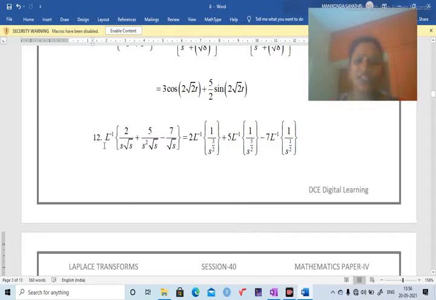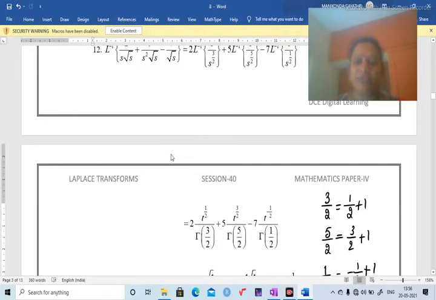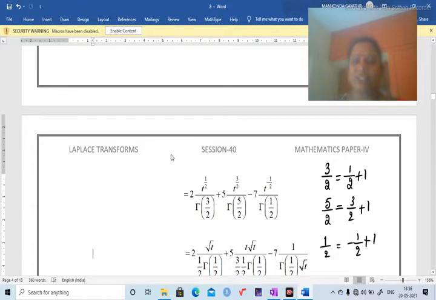Next question, L inverse of 2 by root s plus 5 by s square root s minus 7 by root s. S root s means s power 3 by 2. S square root s means s power 5 by 2. Root s means s power 1 by 2. Now 3 by 2 means 1 by 2 plus 1. 5 by 2 means 3 by 2 plus 1. 1 by 2 means minus 1 by 2 plus 1. That means n equal to 1 by 2, n equal to 3 by 2, n equal to minus 1 by 2.